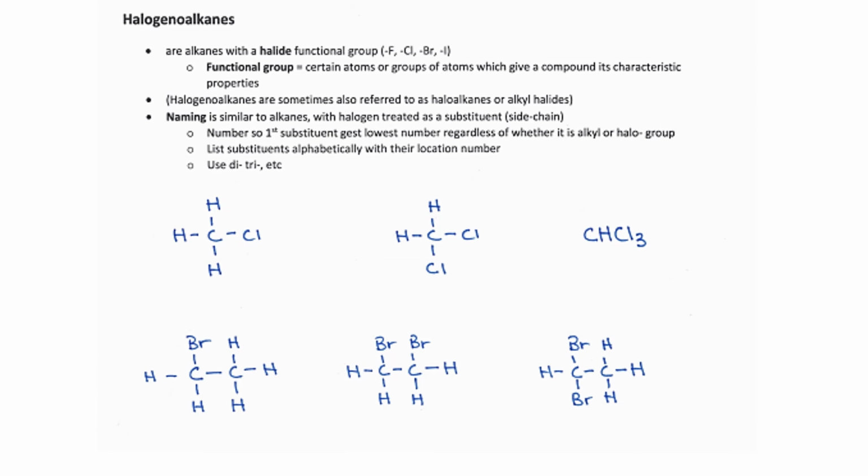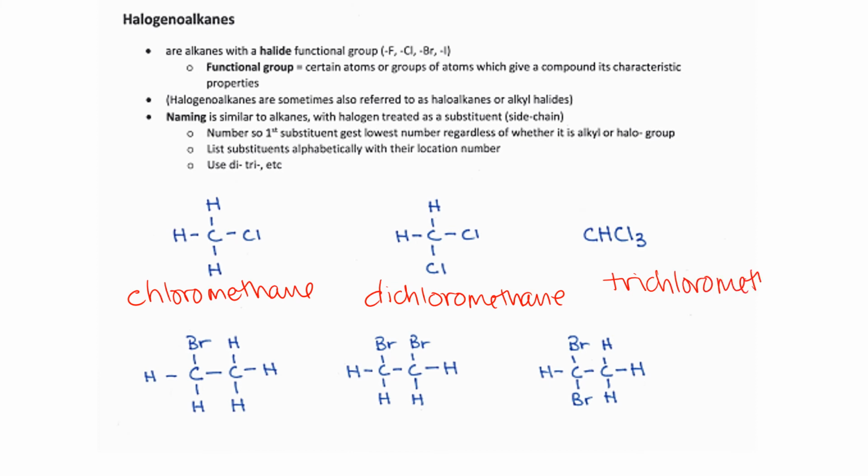So let's do a couple of examples here so you can see how this works. On the first example here, there's chlorine on CH3Cl. So that's just one. In this case, we don't need a number. It's just going to be chloromethane. Okay, and then there are 2 chlorines. This will be dichloromethane. And then CHCl3 is trichloromethane.